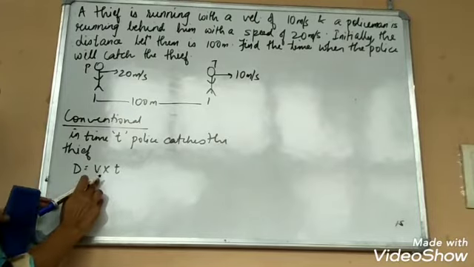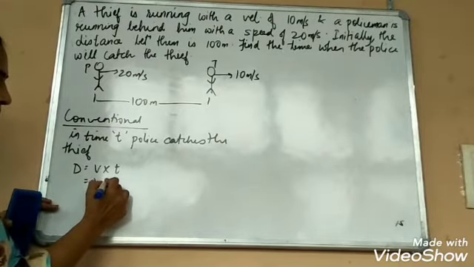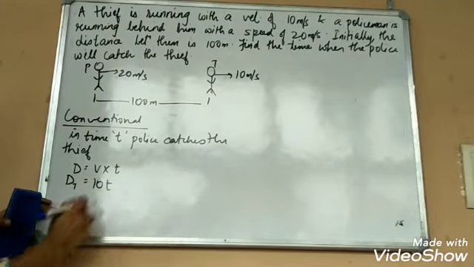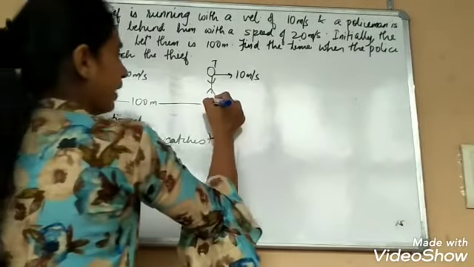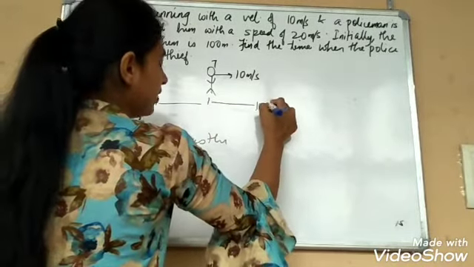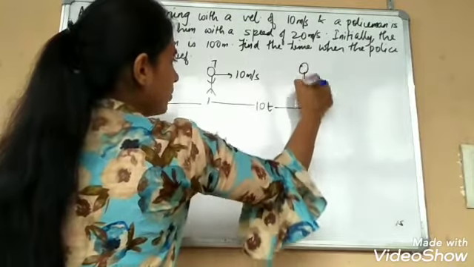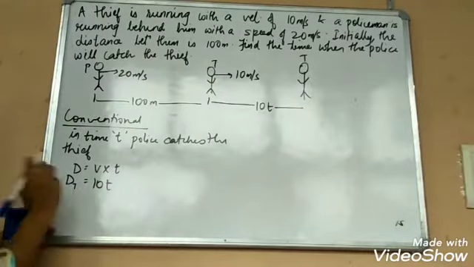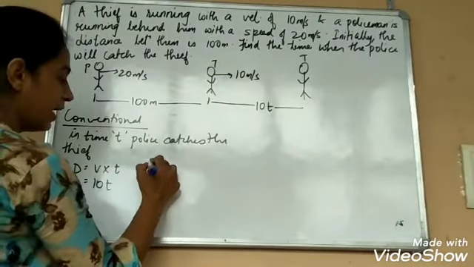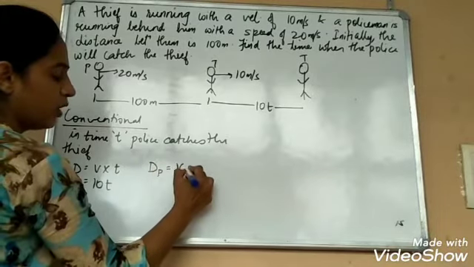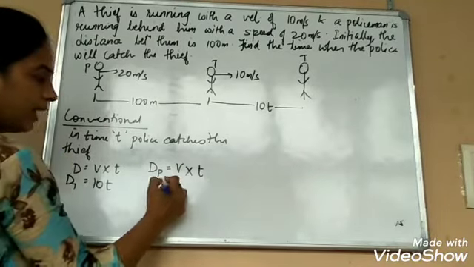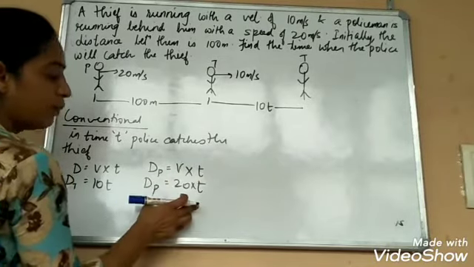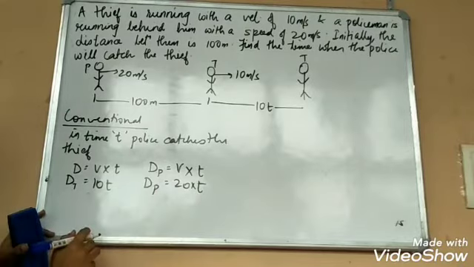So, with a velocity of 10 meter per second and time t, the distance covered by the thief will be equal to 10t. Let us say in this much time he covers 10t distance. The thief comes over here. In the same time, the distance covered by the policeman will be the velocity of the policeman into the same time. The velocity of the policeman is 20, so the distance covered by the policeman in the same time will be 20t.